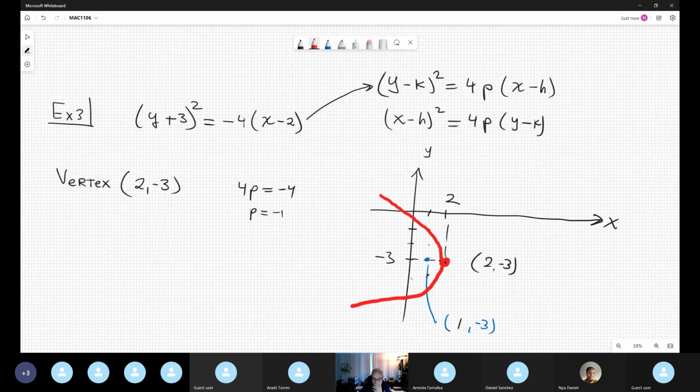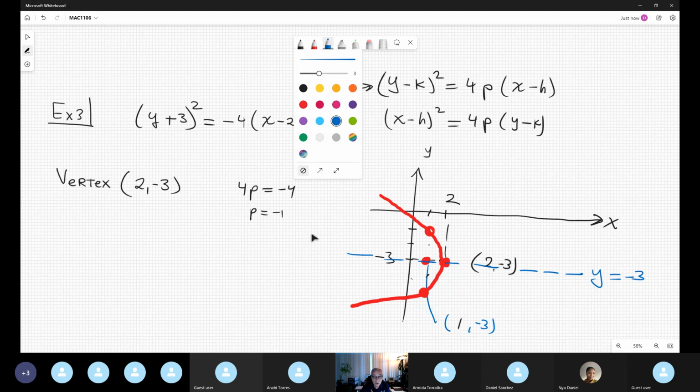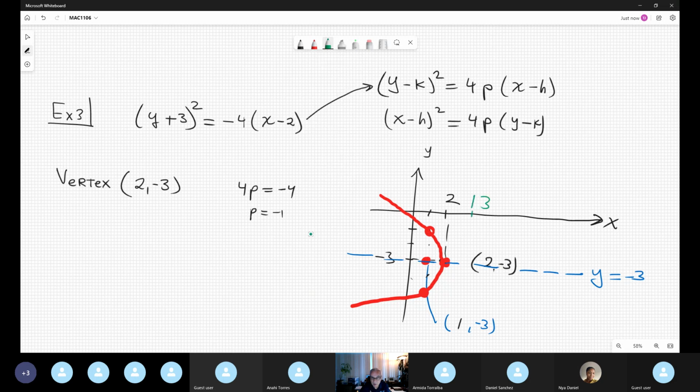Oh, not good. Vertex, focus, endpoints of the focal diameter, symmetry axis. It's the line y equals -3. And the directrix, in green color, is this line, which is the same distance, P is 1, so passing through 3. The directrix is x equals 3.